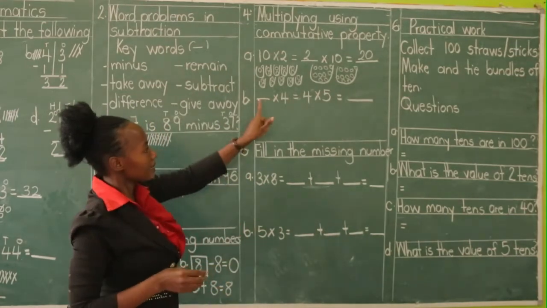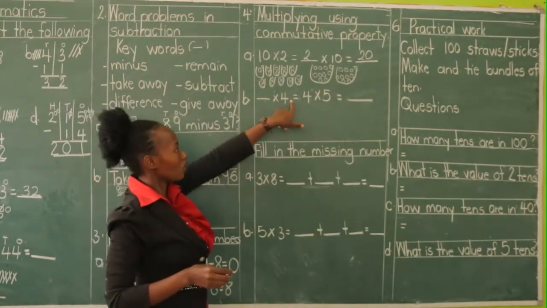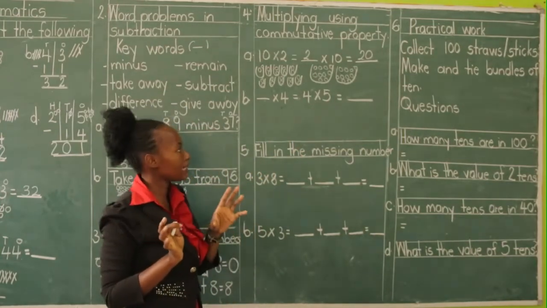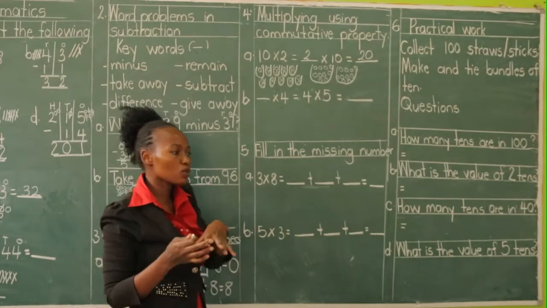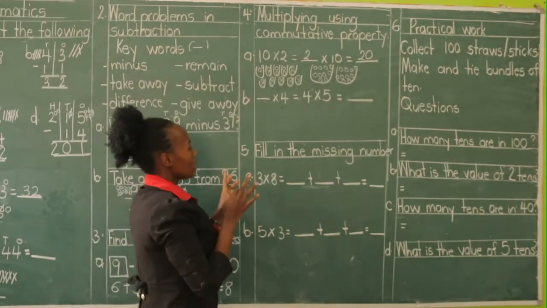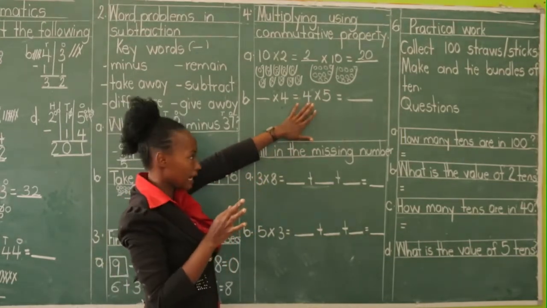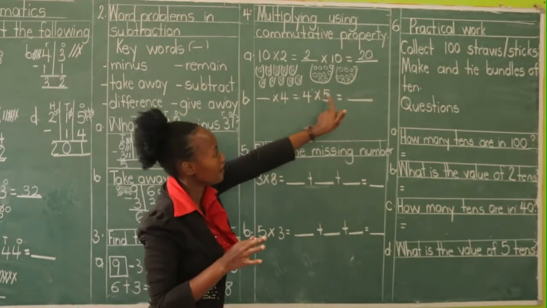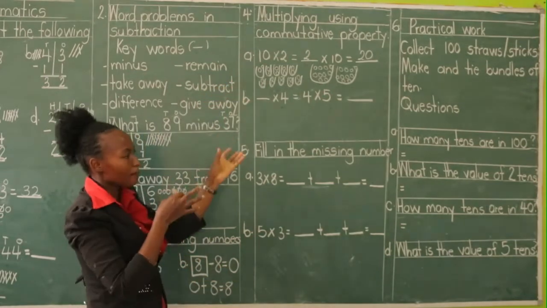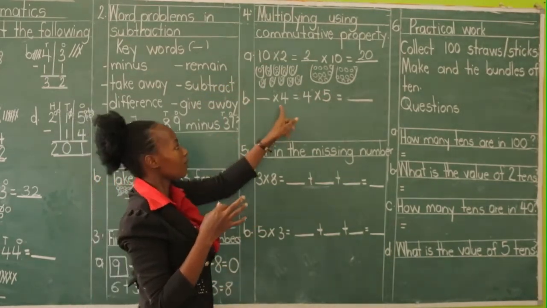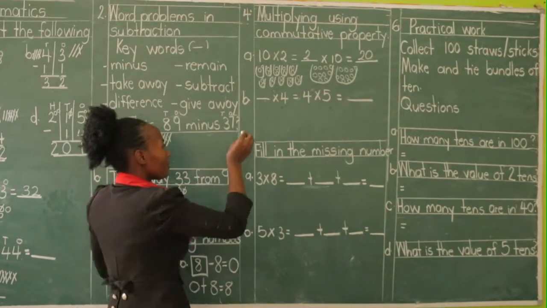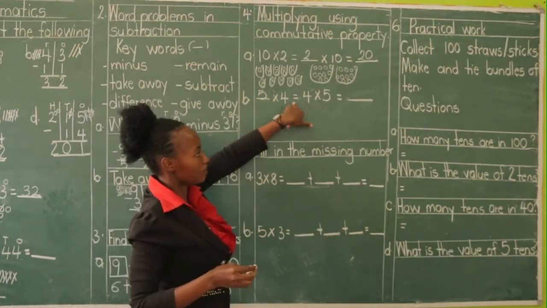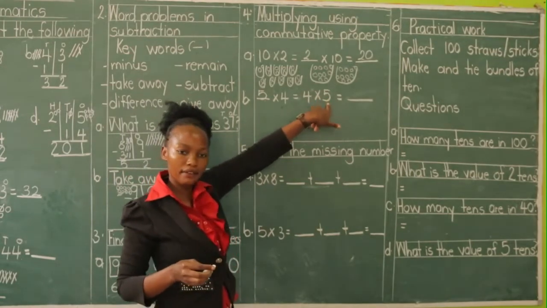Our next number is dash times 4 equals 4 times 5. Remember, in the commutative property we said we just change the numbers, we just alternate the numbers, but still we use the similar numbers. This is dash times 4 and this is 4 times 5. It's a matter of changing them. Here it means that we've missed just number 5. We put it here. 5 times 4 is the same as 4 times 5.